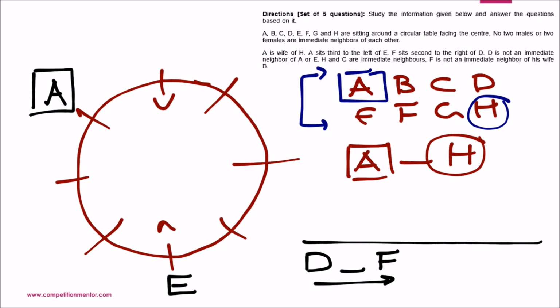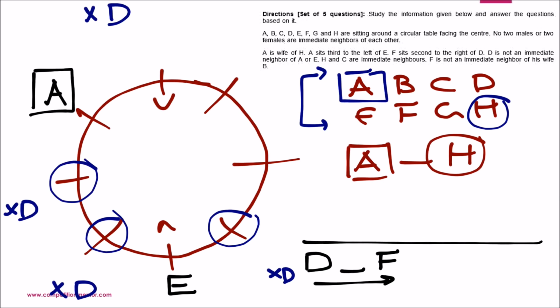D is not an immediate neighbor of A or E. So if that is there, I will cross, because D cannot become an immediate neighbor of A, and similarly, so this position D cannot take. Indicator is given like that. So this position also D cannot take. Right? Why? Because D cannot be a neighbor of A and E. That is given like that. So I'll just quickly put here. For E also I will cross here D, and here also D. This is just the indicator that these positions cannot be taken by D. That is clear how and why, right?